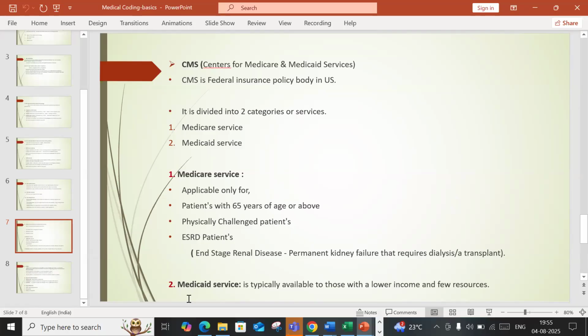The next policy is Medicaid service. This policy is applicable to persons with lower income and few resources. So these are the two policies under this insurance. Medicare is applicable to these sections of people, and Medicaid is applicable to people with low income.